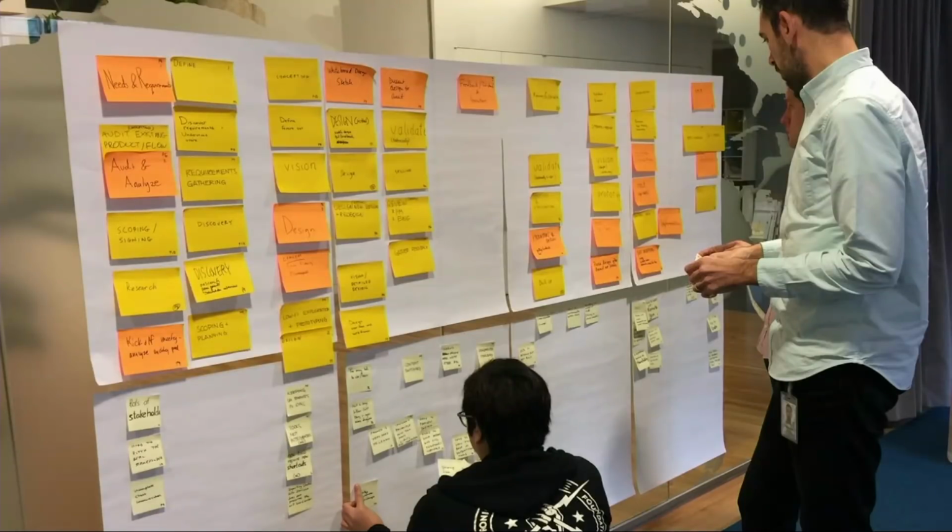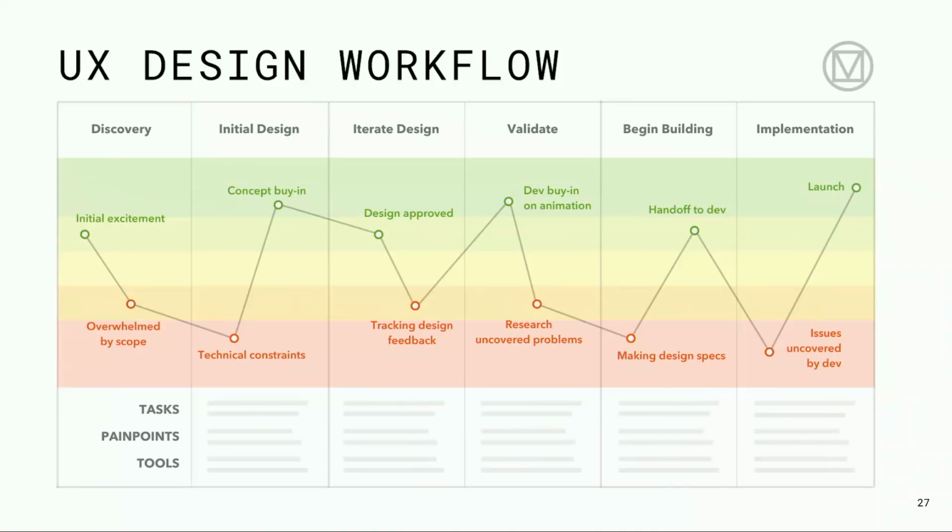So let me show you what this turned into. This is a UX design workflow. It's also known as a journey map or experience map. But what we ended up with was 6 phases for the design process: discovery, initial design, iterating on the design, validating, beginning building, and then the final implementation. And I'll explain the structure first, and then I'll come around and fill in some details.